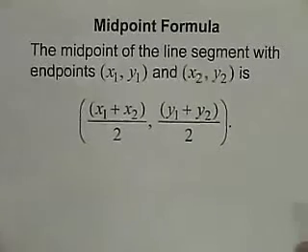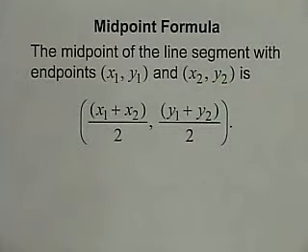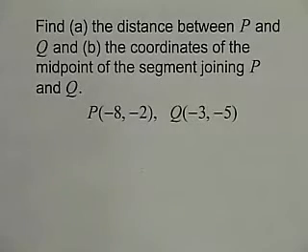The midpoint formula. The midpoint of the line segment with endpoints (x1, y1) and (x2, y2) is given by ((x1 plus x2) over 2, (y1 plus y2) over 2). So let's take a look at an example that asks us to use the midpoint formula and the distance formula. Here we're asked to find the distance between point P and Q and the coordinates of the midpoint of the segment joining both P and Q. We're given that point P is the point (-8, -2), and point Q is the point (-3, -5).